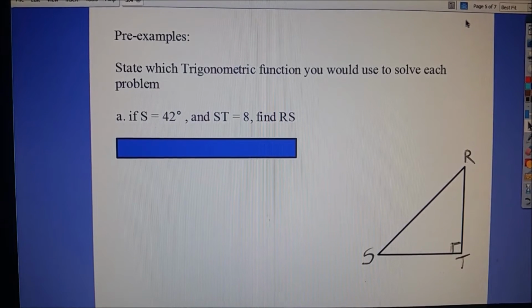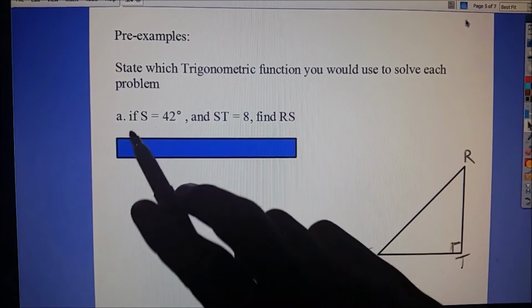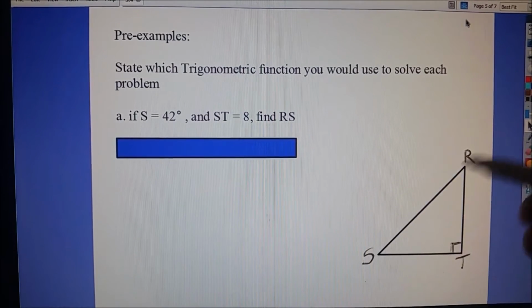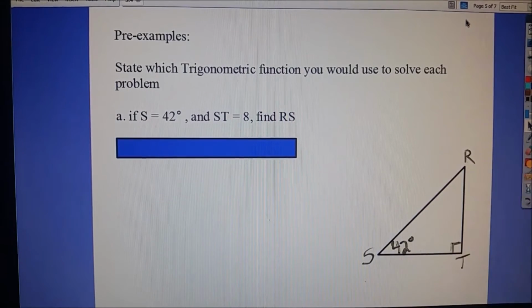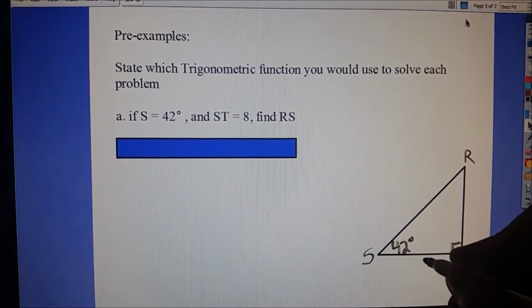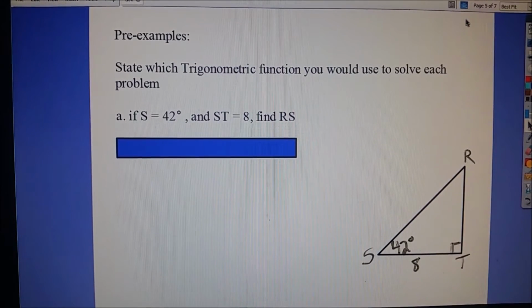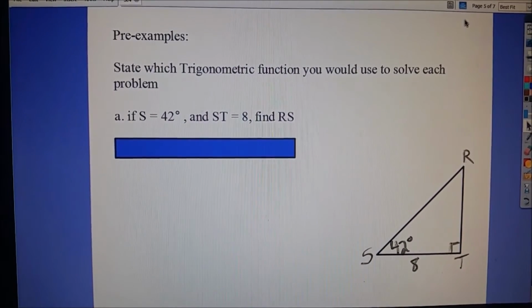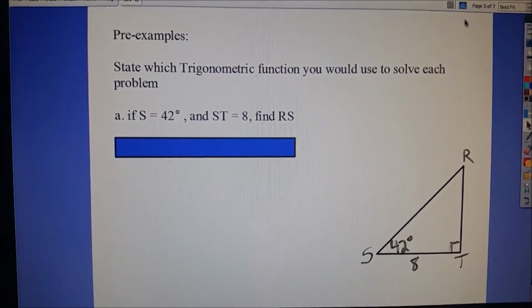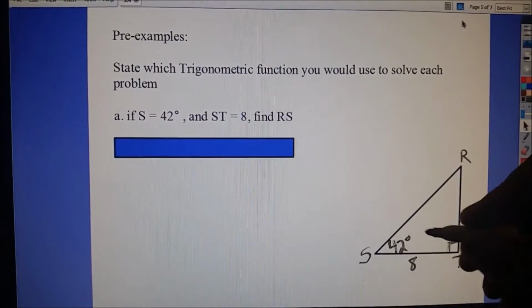Okay, so if you had me for geometry, if you didn't have me for geometry, you need to always remember, if the problem gives you information that your picture doesn't have, you need to go ahead and put it in the picture. So first and foremost, capital S equals 42 degrees. So let's go ahead, put 42 degrees down, and ST right here is going to be 8. Okay, so what you have right here is the angle that you're talking about, which is going to be your theta in this example.